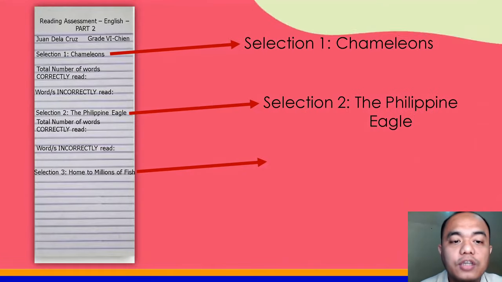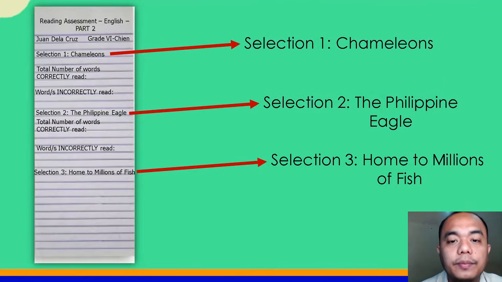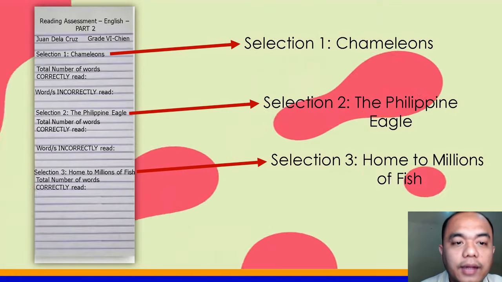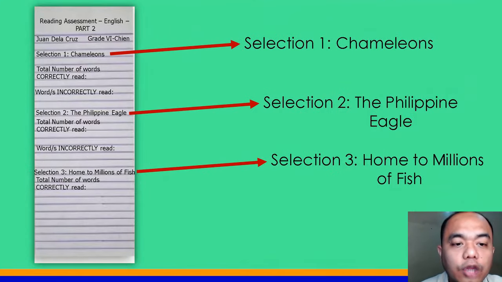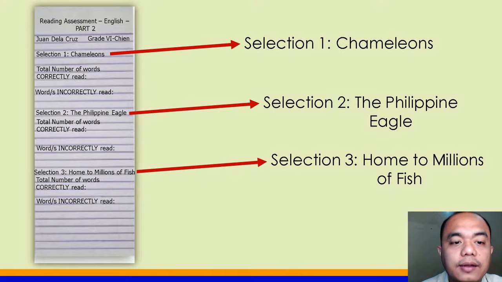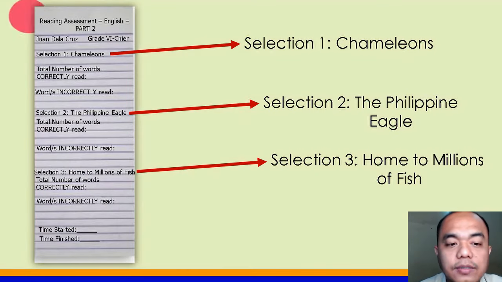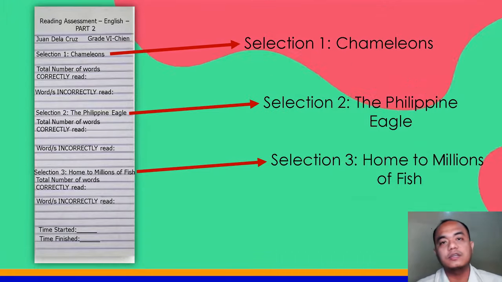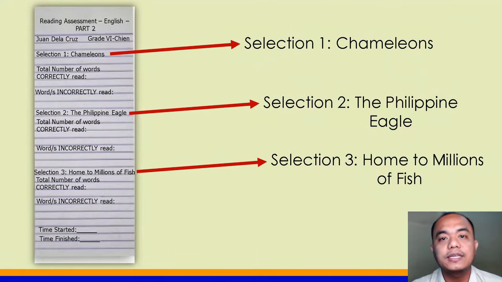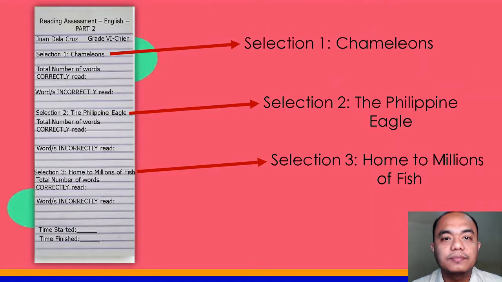And then, for selection number 3, write over here. And then, same. Write total number of words correctly read and words incorrectly read. And then, you write time started and time finished reading the selection. Is that clear? Okay, very good.